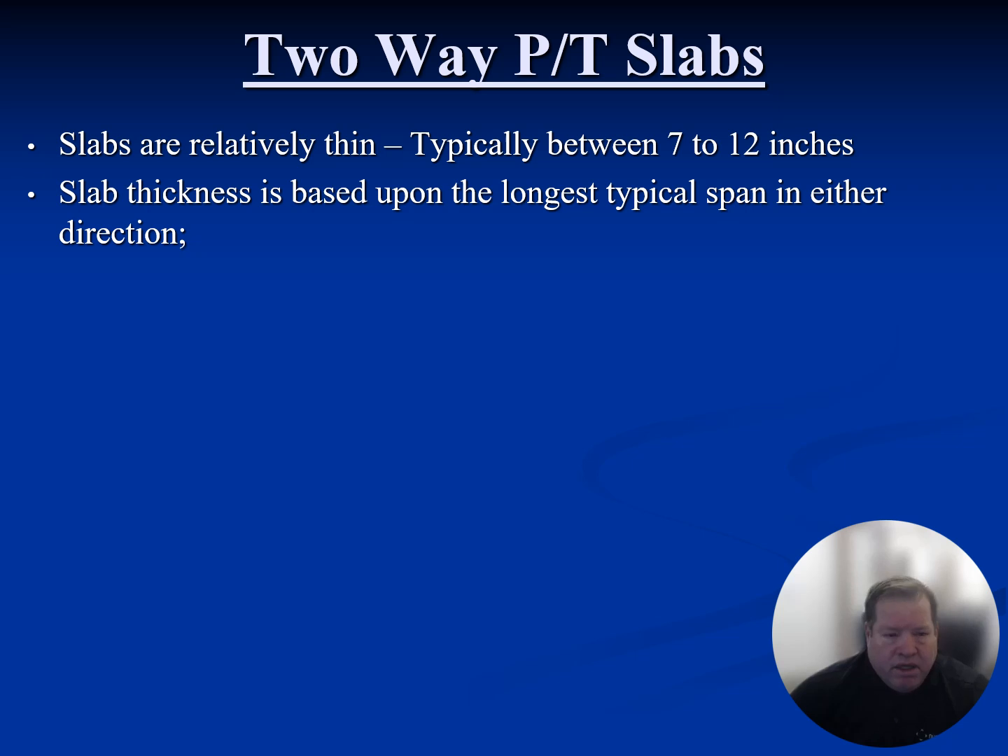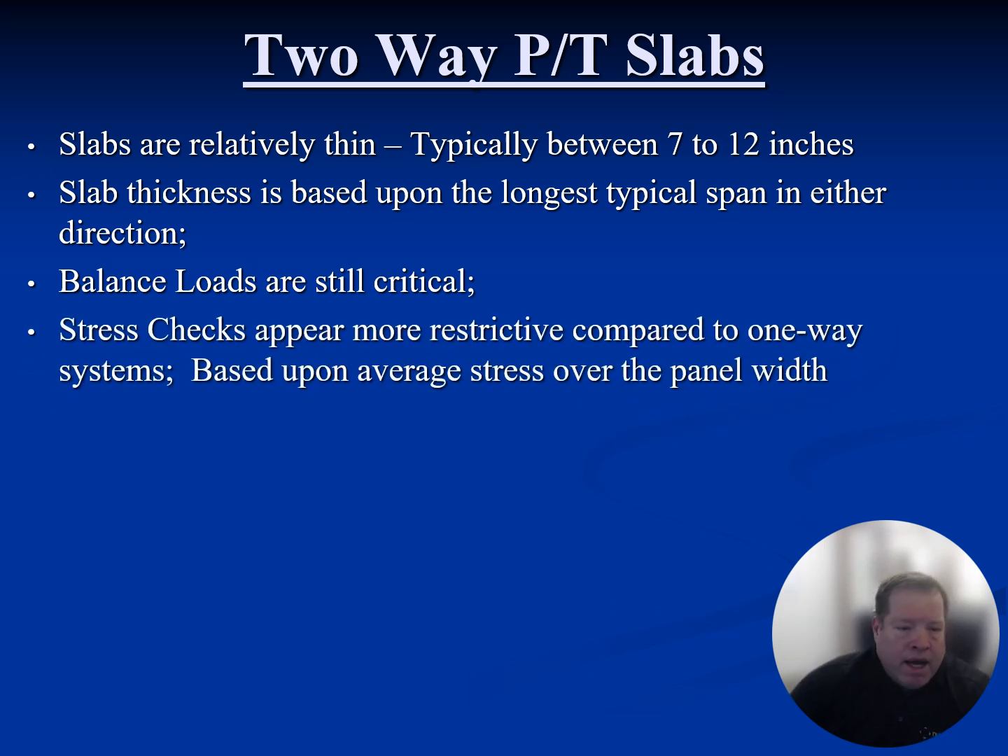But again, typically the largest span in either direction is going to dictate the slab thickness, assuming all loads are being equal. The balance loads, the equivalent loads, the percentage we design for, 65 to 100%, is still very critical. So the information or the philosophy that we use for one-way slabs and beams is still applicable to two-way systems. The stress checks are similar, but they appear more restrictive compared to the one-way slab and beam systems.